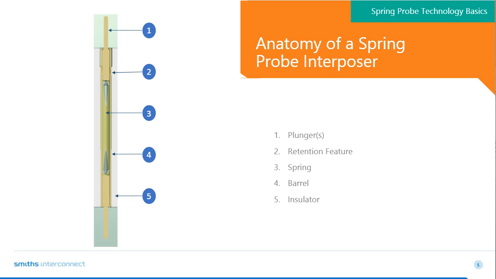The last component is the spring, typically made of stainless steel, but it can be made from many materials. Stainless steel is the preferred material due to its resistance to corrosion and high temperature life, up to 180 degrees Celsius. All of the components are designed and manufactured with high precision to ensure good electrical performance.